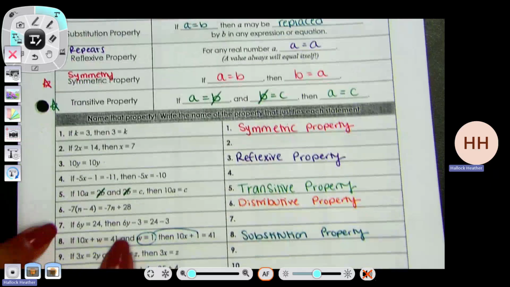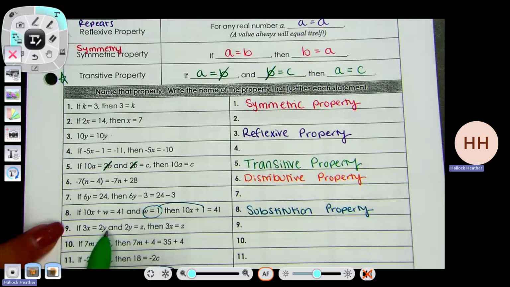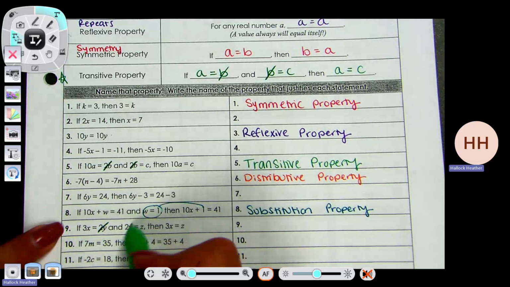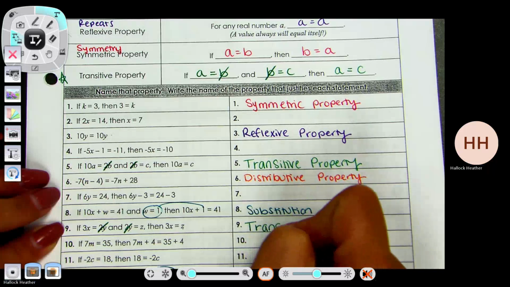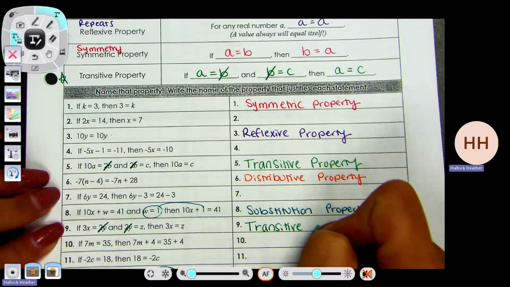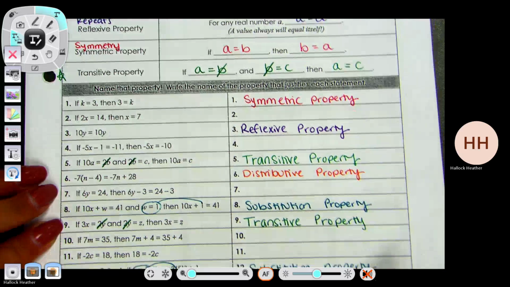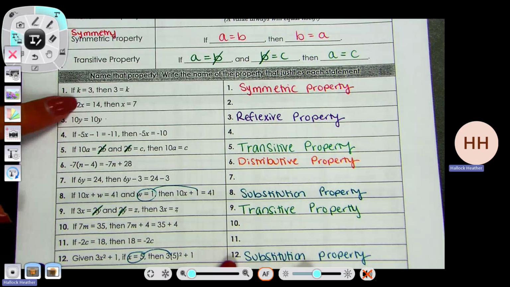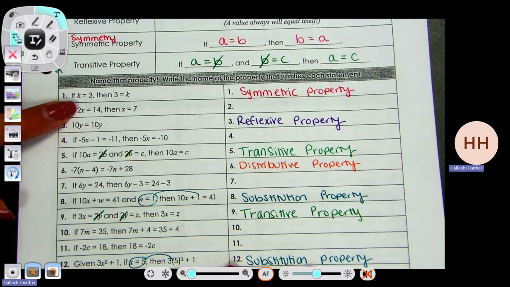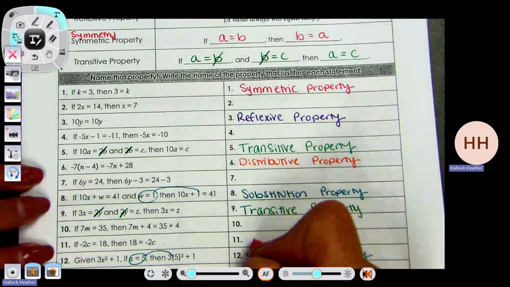7 is not transitive property. It is 9. 9 says if 2x equals 2y and 2y equals z, I can remove 2y from both sides and say 3x equals z. So 9 is transitive. Let me make sure. There is another symmetric property that we skipped. Symmetric is where it flips itself. 11. 11 is symmetric.